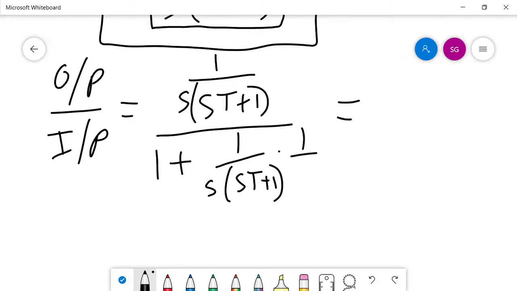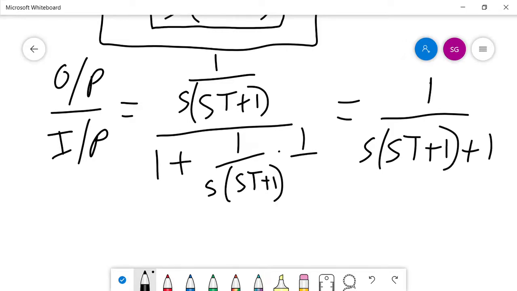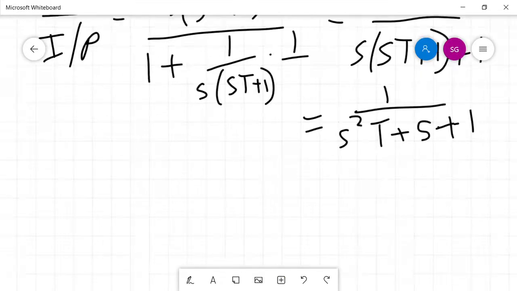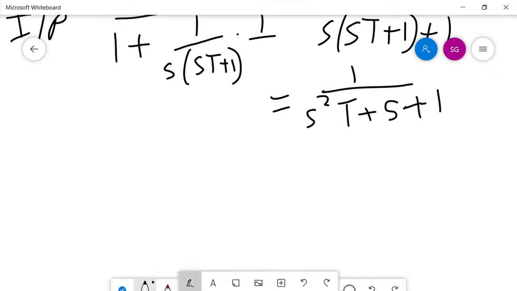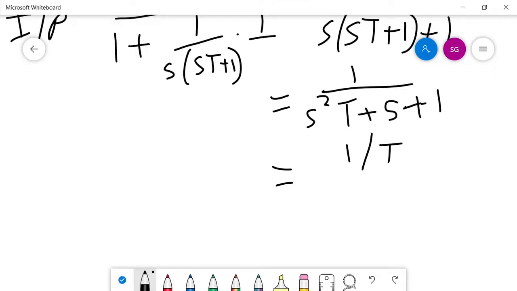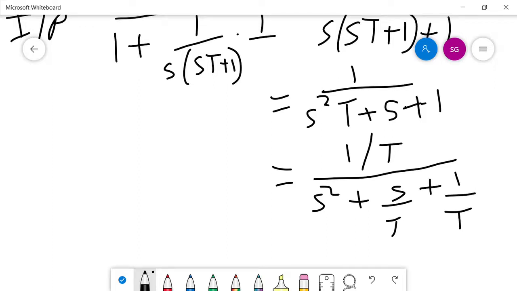So this can be taken as 1 upon s into st plus 1 plus 1. So it will be 1 upon s square t plus s plus 1. So taking t out of this, it will be 1 upon t divided by s square plus s by t plus 1 by t. So here it is a second order system, the transfer function of a second order system.